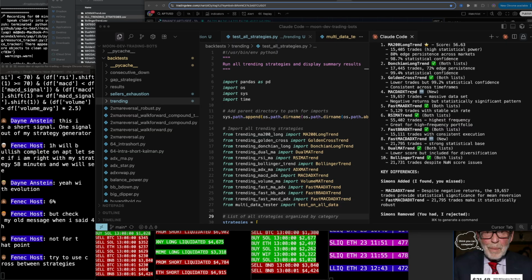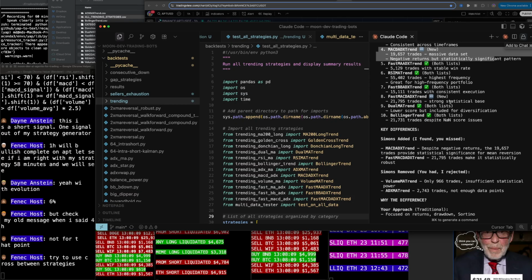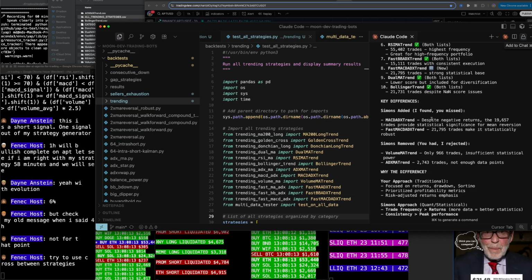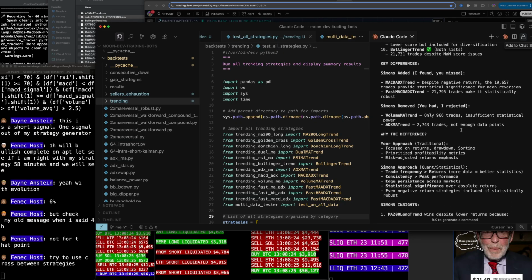This is new. Negative returns, but statistically significant pattern. Why the fudge would he do that? Key differences: Simons added what I found you missed. Despite negative returns, the 19,000 positive statistical significance for mean reversion. Why would you use that? 21,795 trades make it statistically robust.